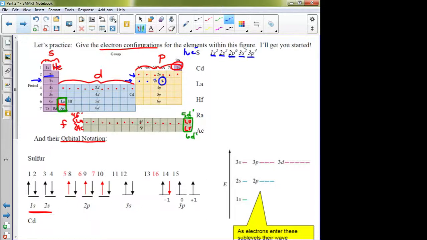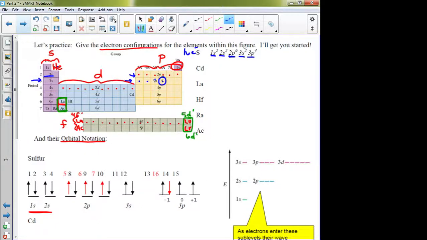So then I can double check myself and add up my exponents. 2 plus 2 is 4, plus 6 is 10, plus 2 is 12, plus 4 is 16. So I know I'm right. Do we see that? That was easy. That's not difficult. We're good.